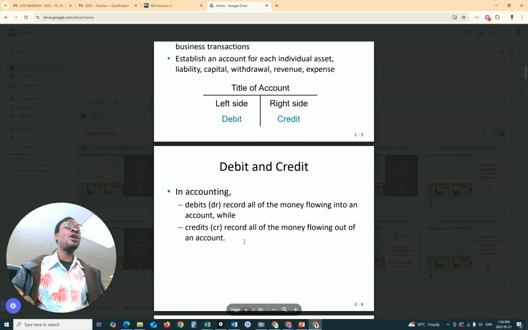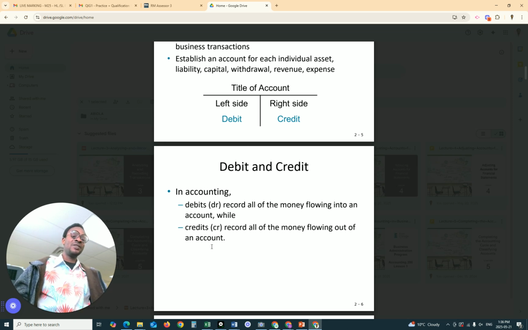Debit records all of the money flowing into an account, while credit records all of the money flowing out of an account. Basically, receive with left, give out with right. Left is debit, it receives. Right hand side is giving, left hand side is receiving.